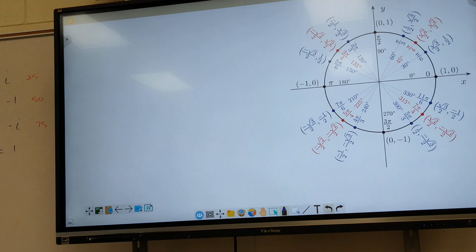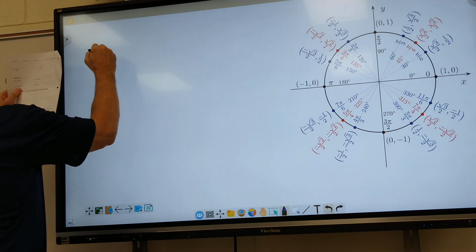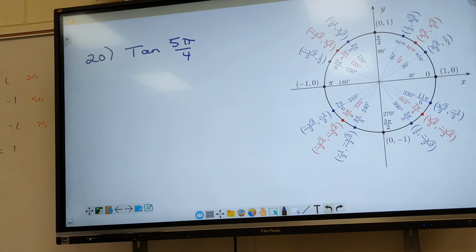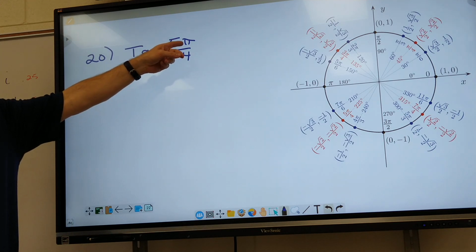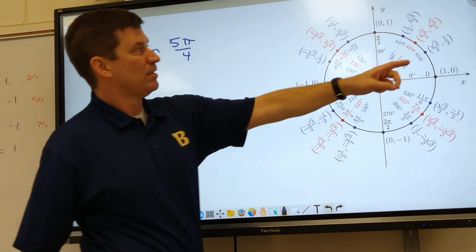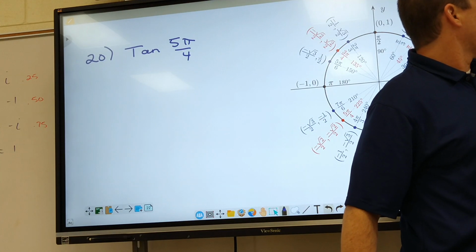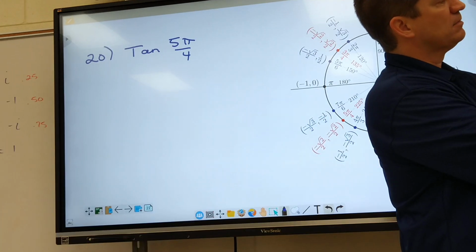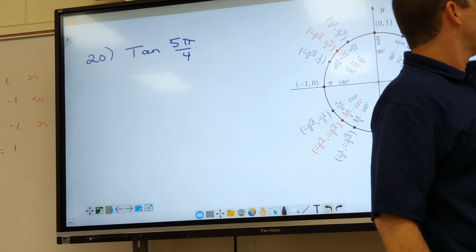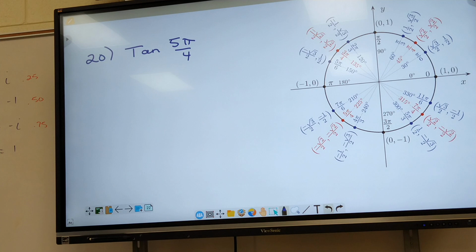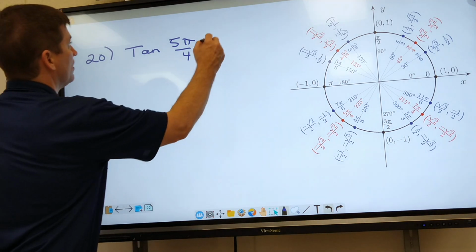All right, so let's do 20. Number 20 says tangent of 5 pi over 4. So you can type that straight into your calculator. If you have a pi, there's something special we got to do to our calculator. Y'all remember? Radian mode. Put your calculator in radian mode. Everybody go to mode, arrow over 1 time to radian. Now it should say RAD right there. Now you can just type it straight in. Tangent 5 pi over 4 is, I got 1.